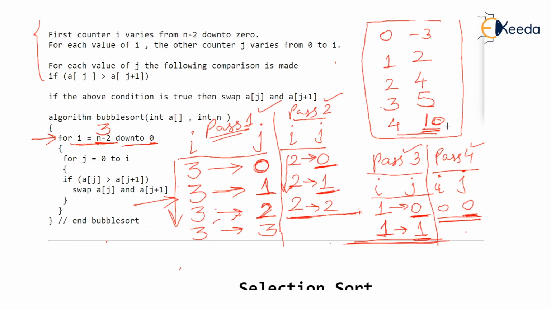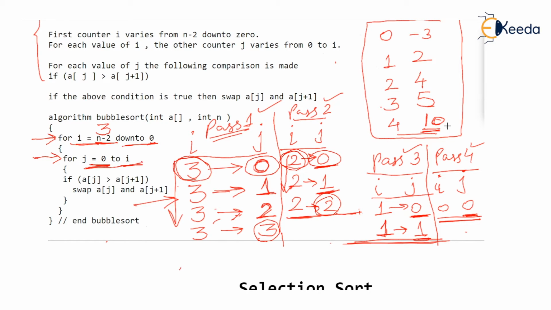Then what about the second for loop? Inner for loop J. J always begins with 0. You know that, isn't it? J begins with 0 and goes up to I. Notice, when I is 3, J began with 0 and went up to 3. That is, up to I. Then when I is 2, J started with 0 and went up to 2. In any pass, J begins with 0 and goes up to I. So J goes from 0 to I.